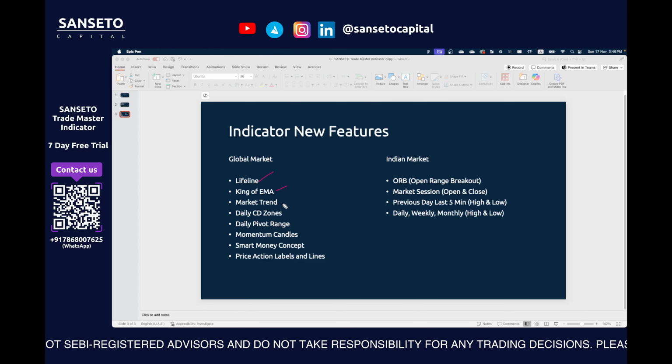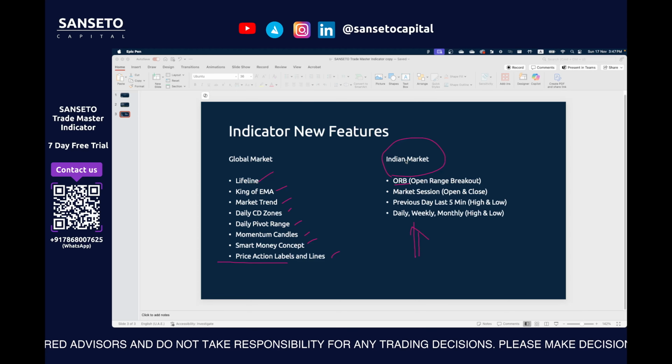And what are all the new features? Lifeline, King of UMA, market trends, CD zones, daily pivot trends, momentum candles, smart money concept, price action labels, open range breakout. This is exclusively for the Indian market. For the other market traders, it is not required to use these things. You can work on these levels.